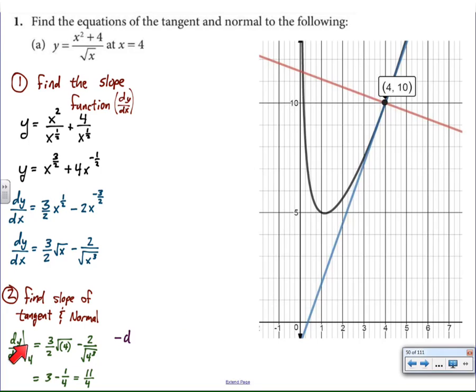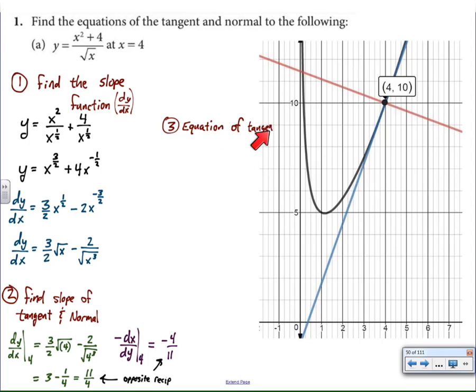Now, for the normal, I'm going to take the opposite reciprocal slope. So instead of dy/dx, I'm going to write negative dx/dy. So you notice it's reciprocated, that is, the fraction is upside down and opposite. So the opposite reciprocal of 11/4 is going to be negative 4/11. So once again, try to emulate this notation as you do your work. They're opposite reciprocals of one another.